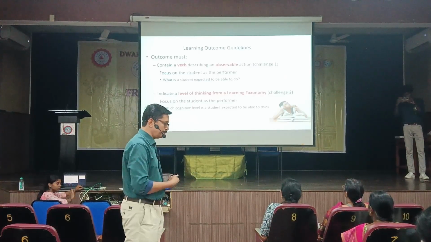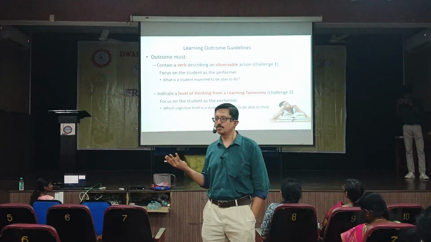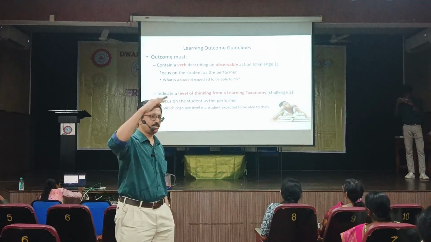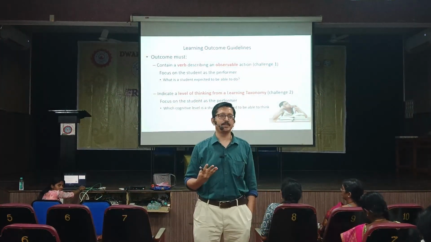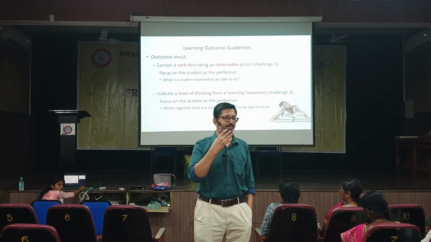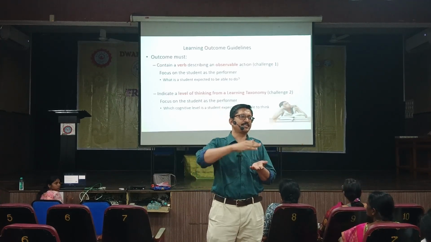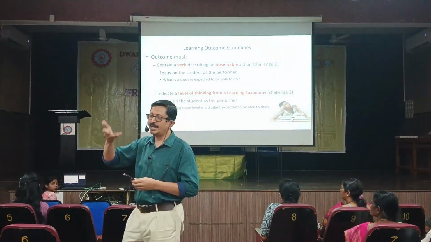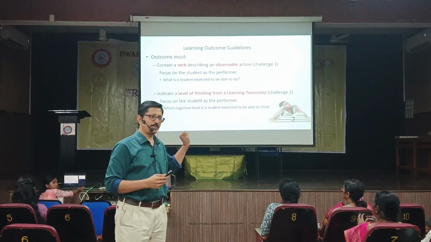This thinking is coming from a learning taxonomy. The most famous taxonomy is Bloom's taxonomy. Everybody knows it these days, right? So there are different levels of thinking. How many of you have not heard about Bloom's taxonomy? Everyone has heard about it? Okay. Taxonomy means classification. So there is a classification of how learners think. There are different levels of thinking process. I'll show you the taxonomy also.